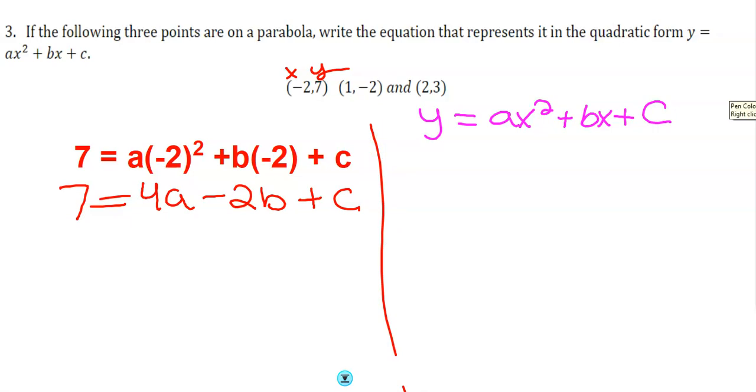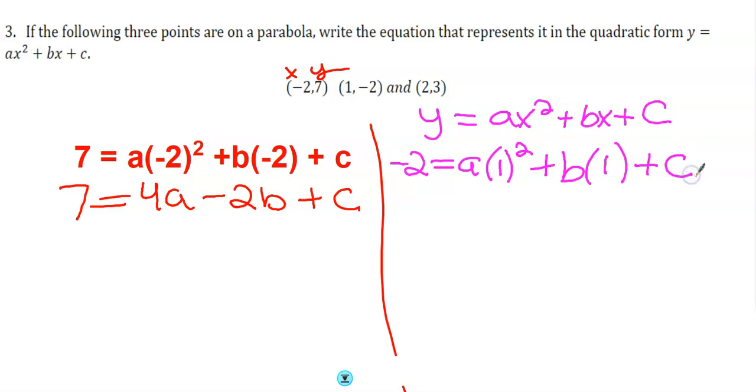Now let's try for the next one. I have negative 2 as my y value, and 1 as my x value for each one. And I'm going to figure out what those coefficients are. So I have negative 2 equals, so 1 squared is 1, so a, and then 1 times b is still b, plus c. So that is my second point. And now I have to figure out my third one.